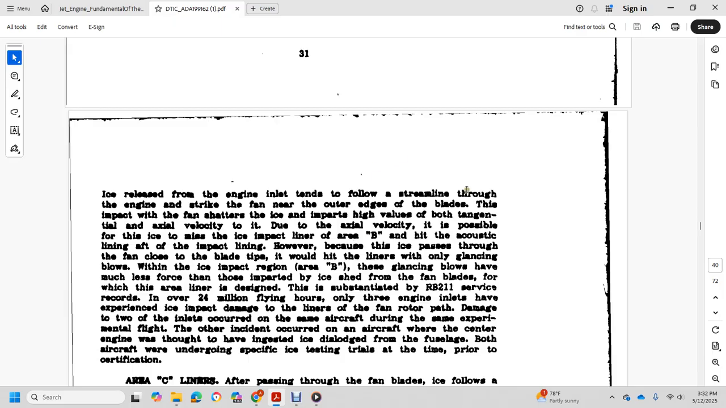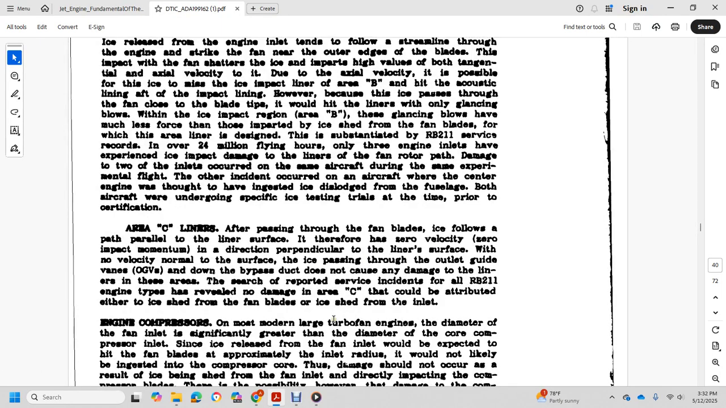Another incident occurred with the aircraft where the center engine ingested ice dislodged from the fuselage, both aircraft undergoing specific ice testing trials at the time prior to certification. Area C liners: after passing through the fan blades, ice follows a path parallel to the liner surface, therefore with zero velocity and zero impact moment in the direction perpendicular to the liner surface, with no velocity normal to the surface of the ice passing through the outlet guide vanes.